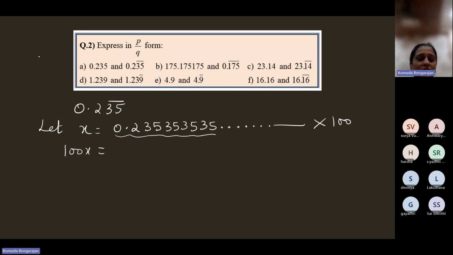So when you multiply this one by 100, what is 0.235 multiplied by 100? What's the answer? It's 23.5. When you multiply 0.235 by 100, the answer is 23.5.